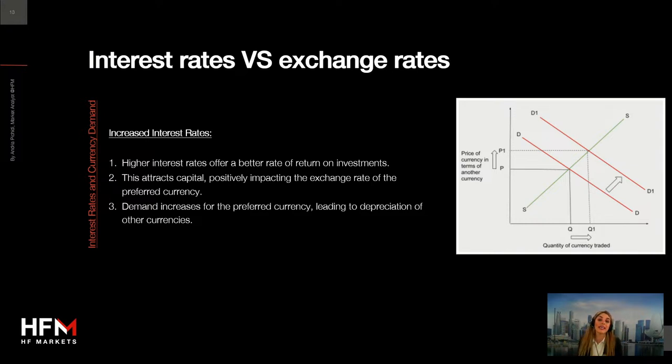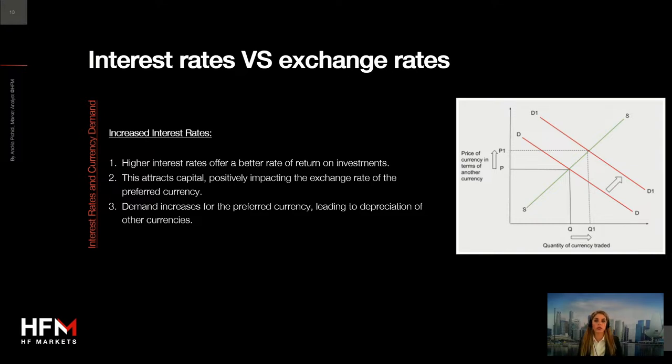Something that positively impacts its exchange rate, exactly with the example that we gave earlier in regards to Europe and US. So the flow of money will drive demand, as we said, higher for the preferable currency, while the currency experiencing less demand will depreciate, because if a lot of investors are going away from Europe, for example, because it has 1% interest rates, and they move their money to US because it gives 3% interest rates, you understand that that will mean less demand for euro and higher demand for dollar.